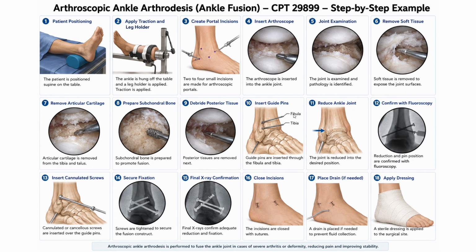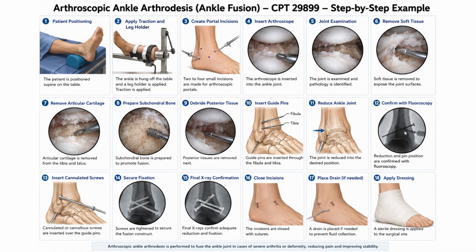So this is the procedure for the ankle arthrodesis. Okay, he will insert the scope, joint examination is done. He will remove the soft tissues. He will remove the articular cartilage over here, and he will prepare the subchondral bone so that it will promote the fusion. He will debride the posterior tissue. He will insert the pins in the tibia and fibula region. He will guide the pins inserted through the tibia and fibula. So this will reduce the ankle joint.